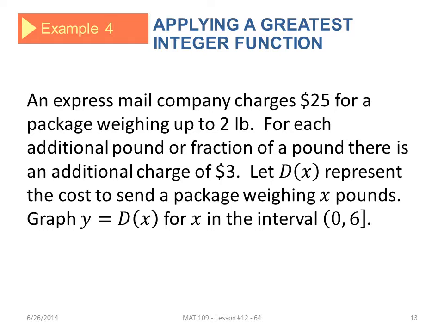And so what we want to do is represent what this function would look like that defines those costs. We're going to let D be the cost of sending a package that weighs X pounds. And we want to graph it from 0 to 6. We're not going to graph it at 0 because you wouldn't mail something when there's nothing there. That's what 0 weight would be. So we don't do it at 0, but we go from there.